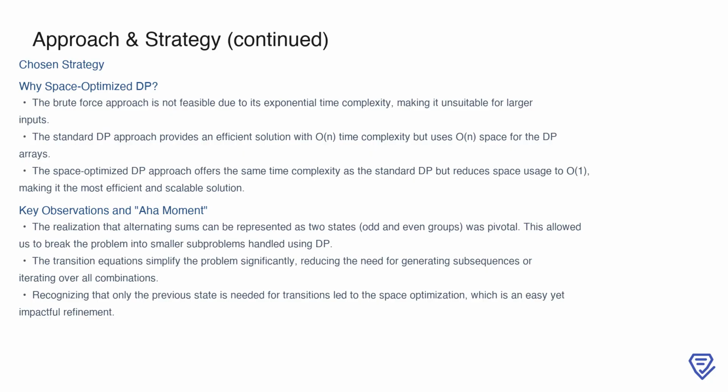The key breakthrough lies in recognizing that alternating sums can be represented through two states, odd and even, which simplifies the problem into manageable subproblems. Transitioning to a space-optimized solution was a straightforward yet impactful improvement that ensures the approach is both practical and scalable for real-world use.